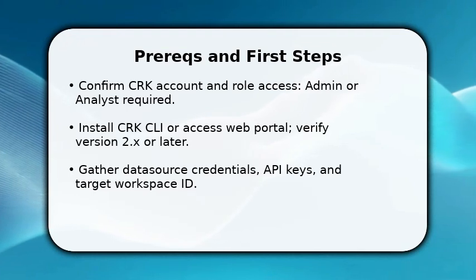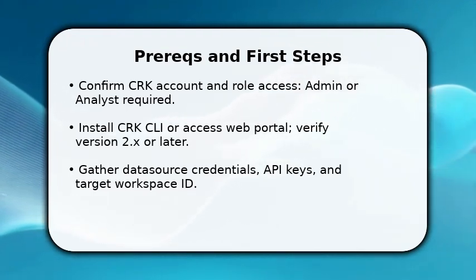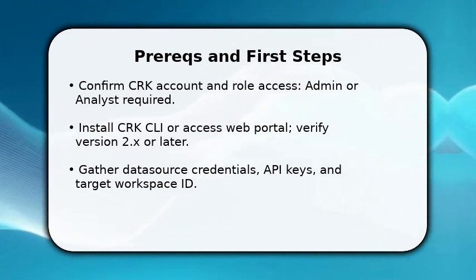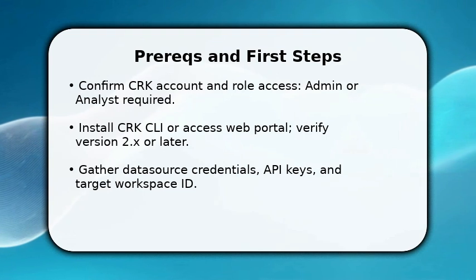You start by ensuring account permissions and tool access. This is not optional. Once confirmed, open the CRK web console or launch the CLI and authenticate. Next, point to the workspace ID and validate data source credentials so CRK can query metrics. Make sure to note API key expiry and permission scopes.